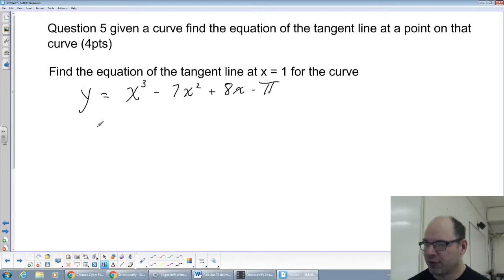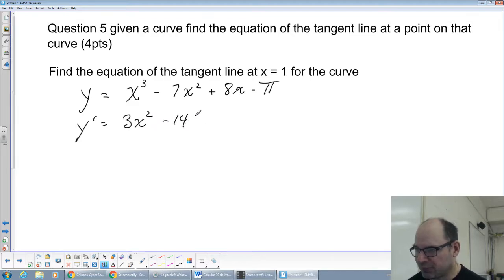Okay, so we've got to take the derivative first to get the slope. So this is 3x squared minus 14x plus 8. Derivative of pi is 0 because pi is a constant. Pi is 3.14. It's just a number, so don't get thrown off. If I say pi x, then you have to leave pi in front when you take the derivative. We'll be using pi a lot in our next unit and the unit after that. Okay, so there's our derivative.